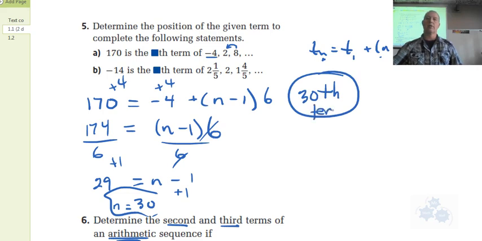Okay, 30th term. If you want to keep adding 6 to this list until you get to 170, yes, you could, but it'd be easier to use that formula.